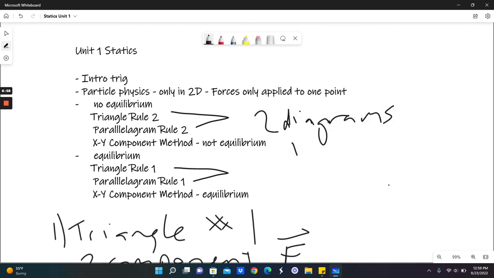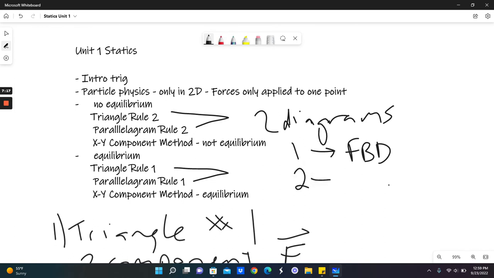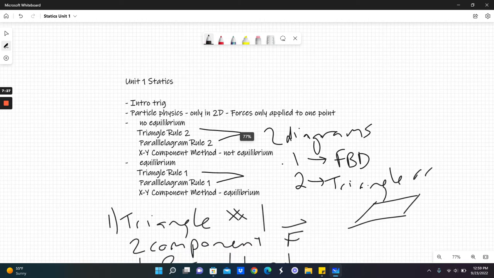One is going to be your free body diagram, which is going to be based on the scenario. We'll say FBD for free body diagram. And the second diagram you're going to need is either your triangle or your parallelogram. I'm just going to draw a parallelogram. You know what I mean, right?